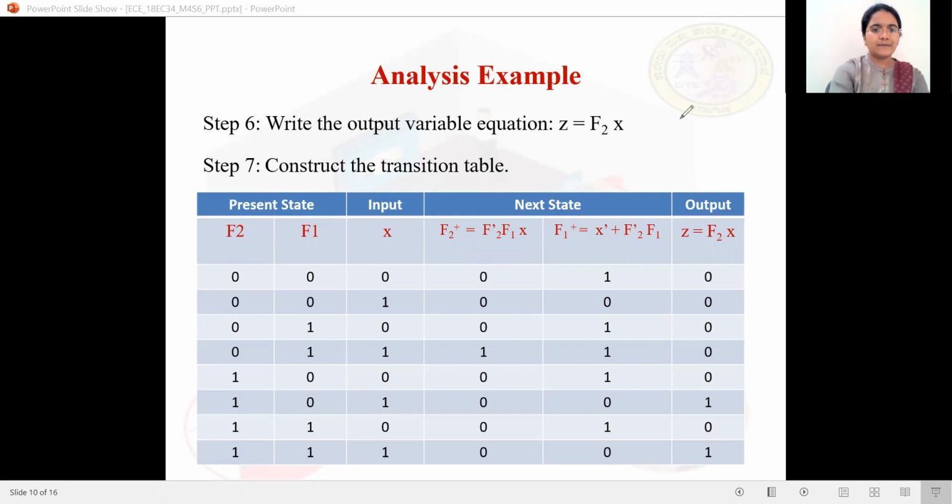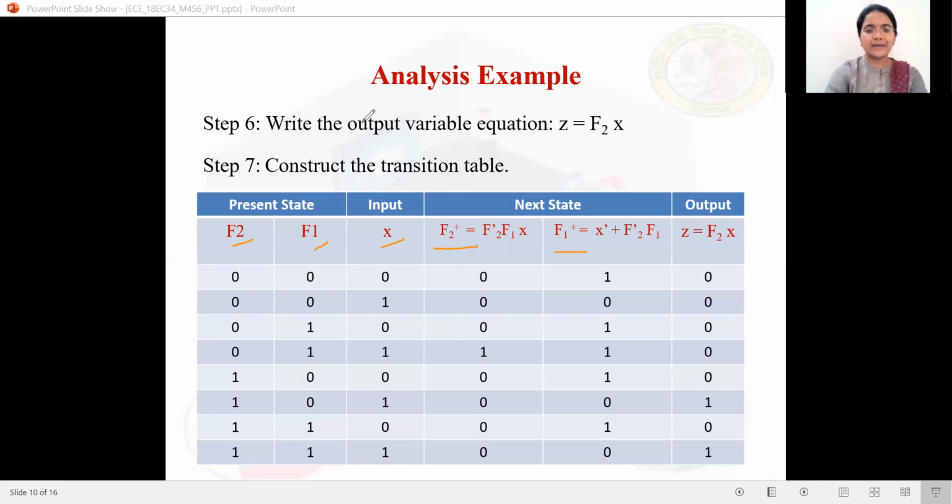Here we are having the present state, that is state variables f1, f2, and input variable is x, and the next state we are having f2 plus and f1 plus. And we know the next state equations for this f2 plus and f1 plus. That is f2 plus is equal to f2 bar into f1 into x. f1 plus is equal to x bar plus f2 bar into f1. And the output z is equal to f2 dot x.